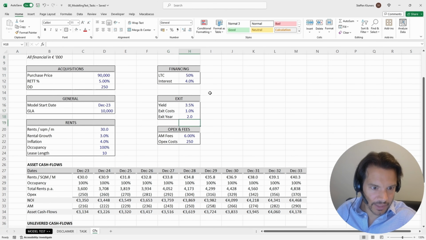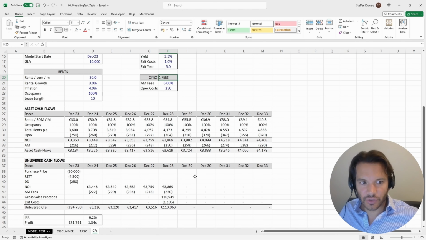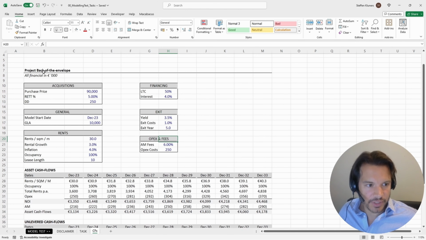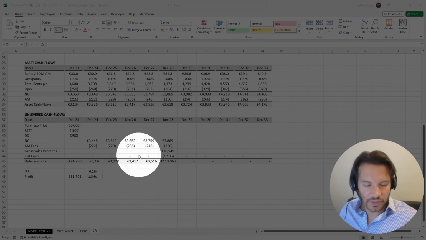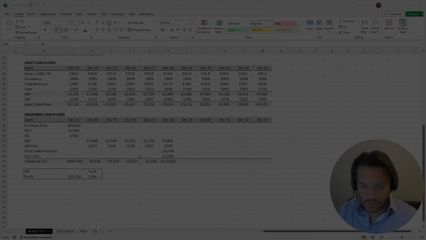And so this is basically the end of this lesson. In the first lesson, we put in the assumptions at the top. Then in the second lesson, we included the asset cash flows. And now we included our unlevered cash flows, including our unlevered returns. The unlevered cash flows do not yet include the impact of debt financing, and that's what we do in the next lesson. So in the next lesson, we calculate our levered cash flows. Okay, and so that's it.